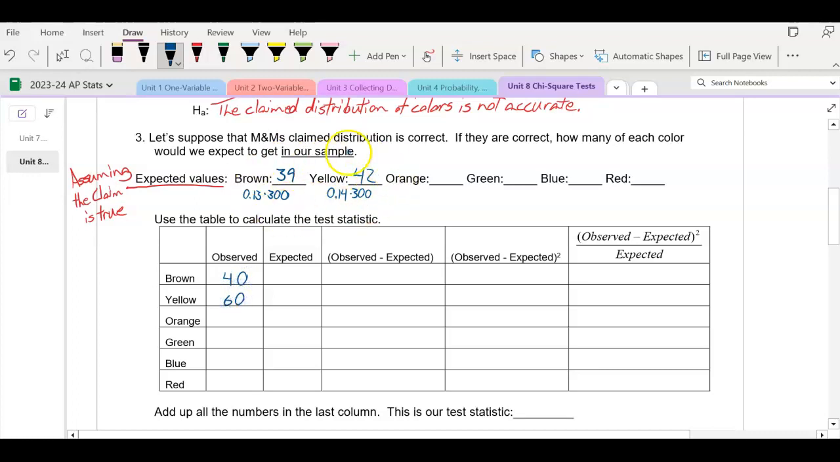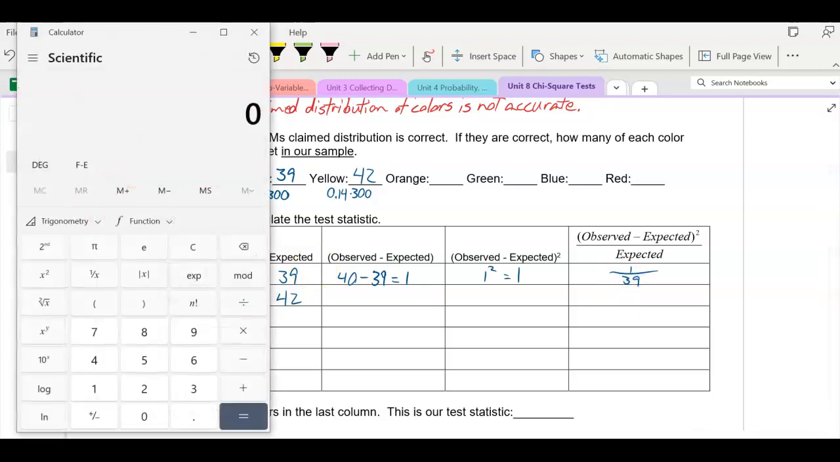The expected we're getting from these ratios, where we're assuming that the claim is true. So assuming the claim is true, we should get 39 brown and we should get 42 yellow. What this table allows us to do is build the parts of the chi-squared statistic. So 40 minus 39 is 1. 1 squared is 1. And then we're going to take that value and put it over the expected. So 1/39 is what we've got there.